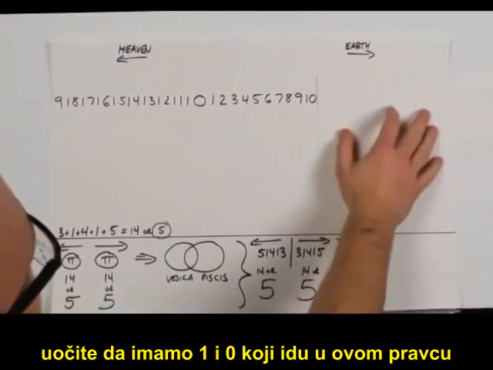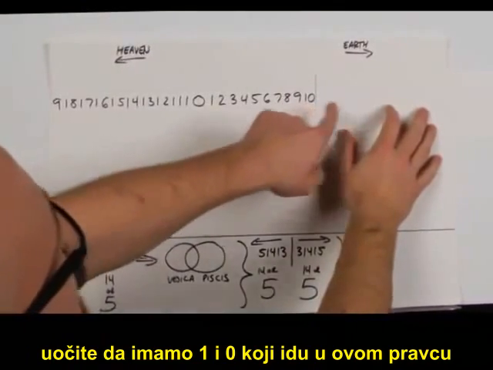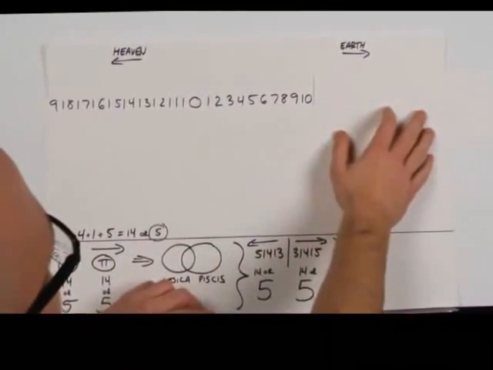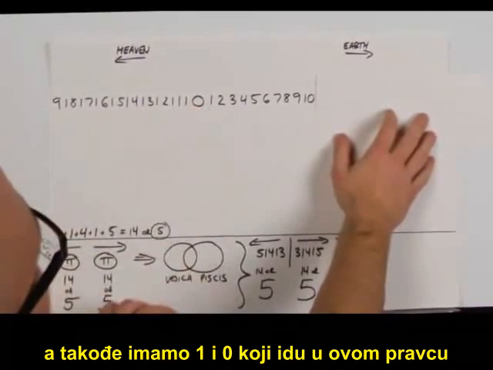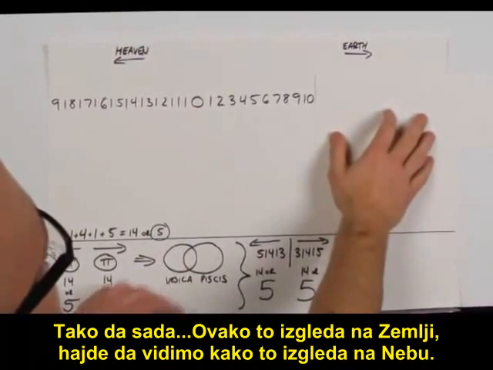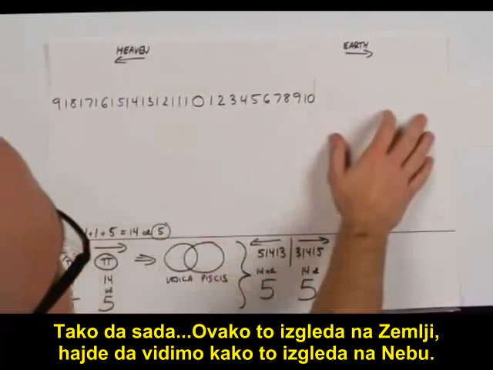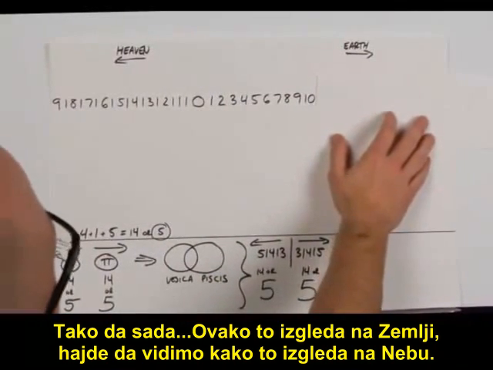Now, notice we have a 1 and 0 going this way, and we also have a 1 and 0 going this way. So now, this is what it looks like on Earth. Let's see what it looks like in heaven.